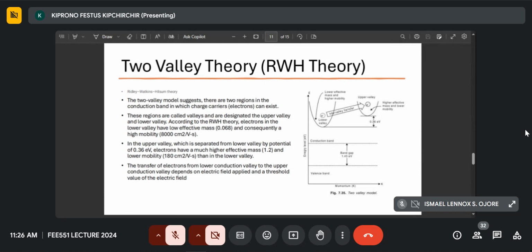The movement of the high electric field domain causes oscillation in current, producing a microwave signal. That's actually the basis of operation of the Gunn diode, the movement of the domains, the one that I've just explained.